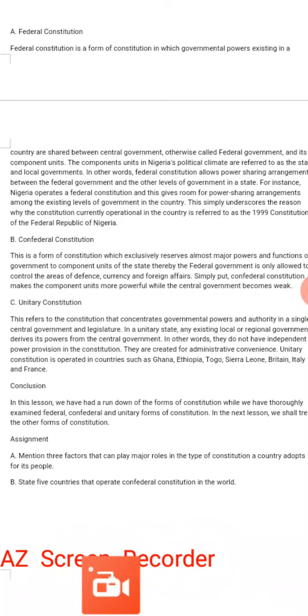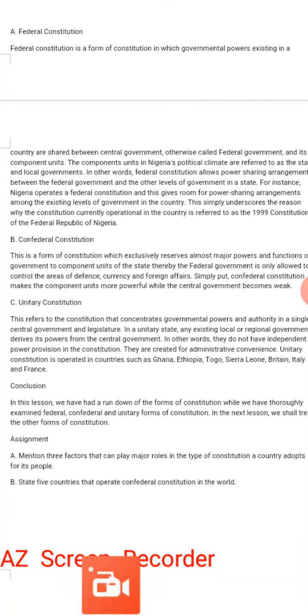So, Confederal Constitution makes the component units more powerful than the central government. If we must say this properly, we will say that Confederal Constitution makes the federal government weak, while the component units of the states are more powerful than the government at the central.